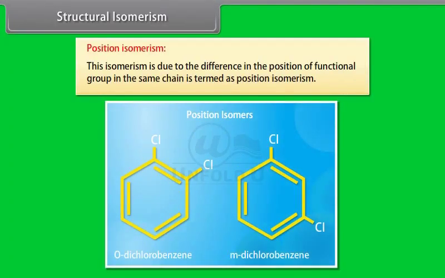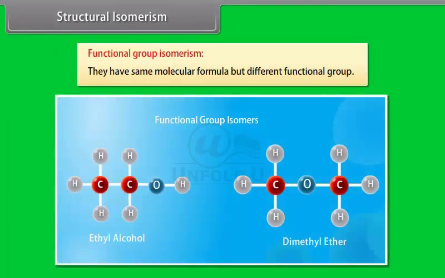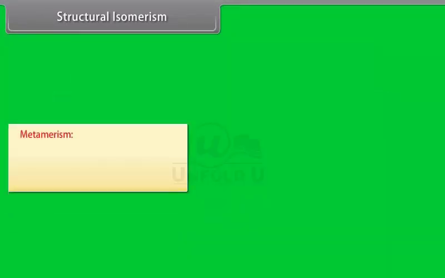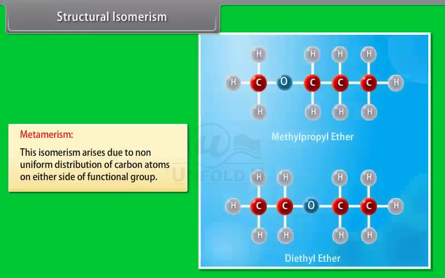other. Structural isomerism. Position isomerism. This isomerism is due to the difference in the position of functional group in the same chain, is termed as position isomerism. Functional group isomerism. They have same molecular formula but different functional groups. Metamerism. This isomerism arises due to non-uniform distribution of carbon atoms on either side of functional group. For example, methyl propyl ether and diethyl ether.